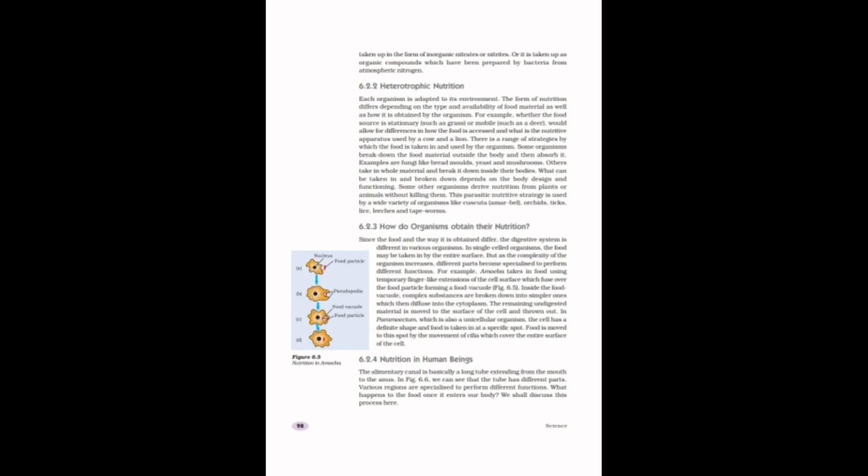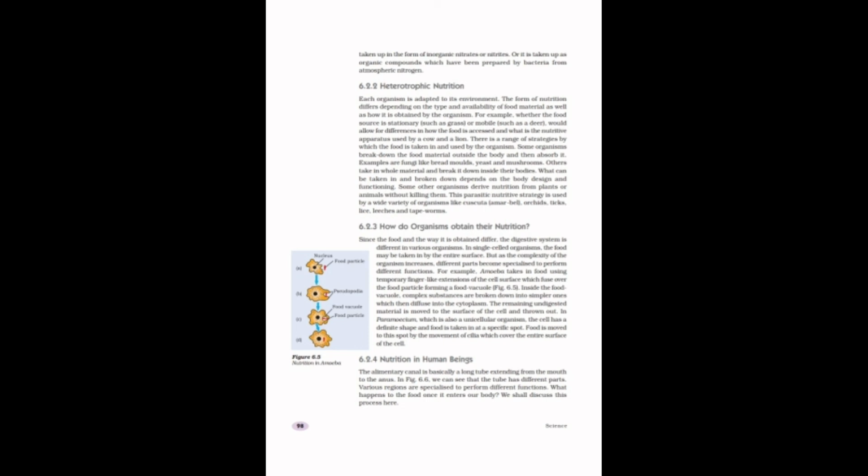6.2.2 Heterotrophic nutrition. Each organism is adapted to its environment. The form of nutrition differs depending on the type and availability of food materials as well as how it is obtained by the organism. For example, whether the food source is stationary, such as grass, or mobile, such as deer, would allow for differences in how the food is accessed and what nutritive apparatus is used by a cow and a lion. There is a range of strategies by which the food is taken in and used by the organism.